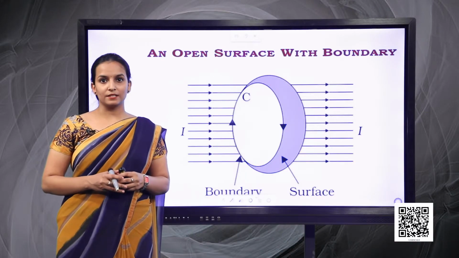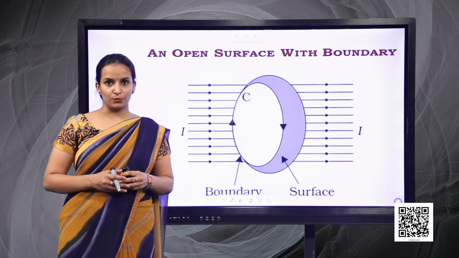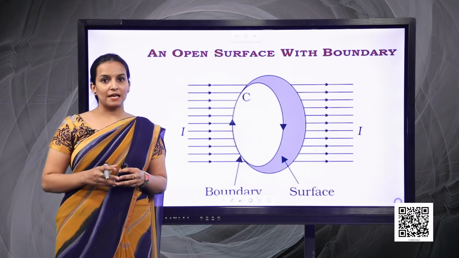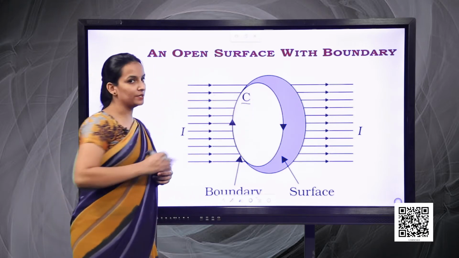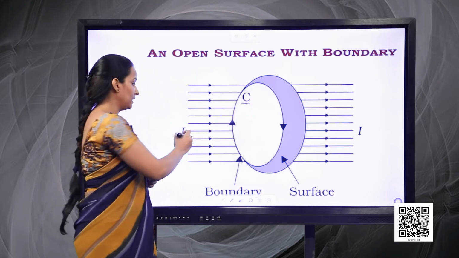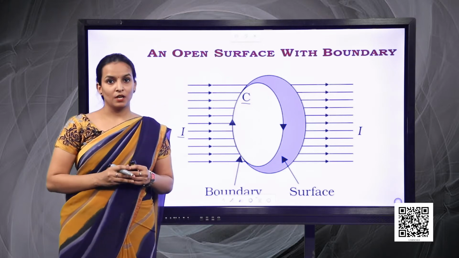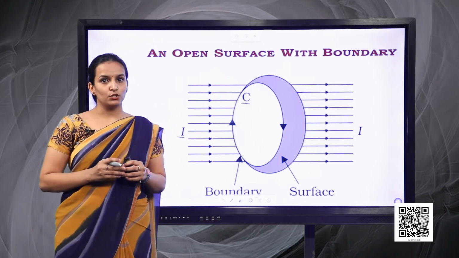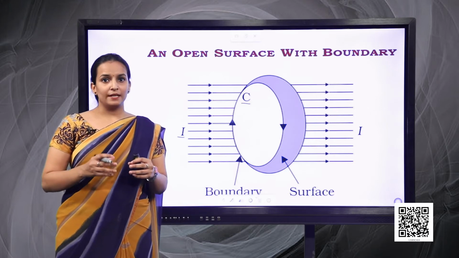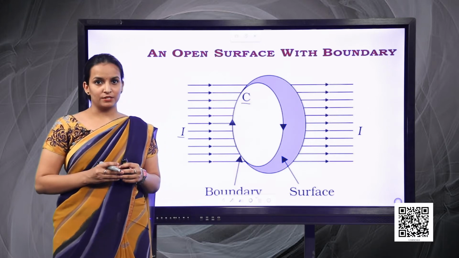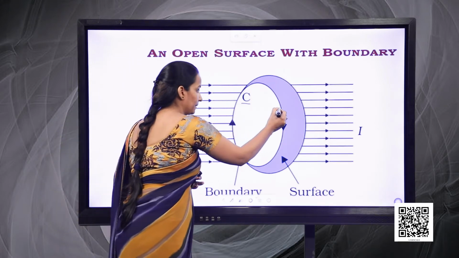Ampere's Circuital law considers an open surface with a boundary. The surface has current passing through it. Here in the diagram, C is the boundary of the open surface and current I is passing through it. We consider the boundary to be made up of a number of small line elements. Let's consider one such element of length dl.